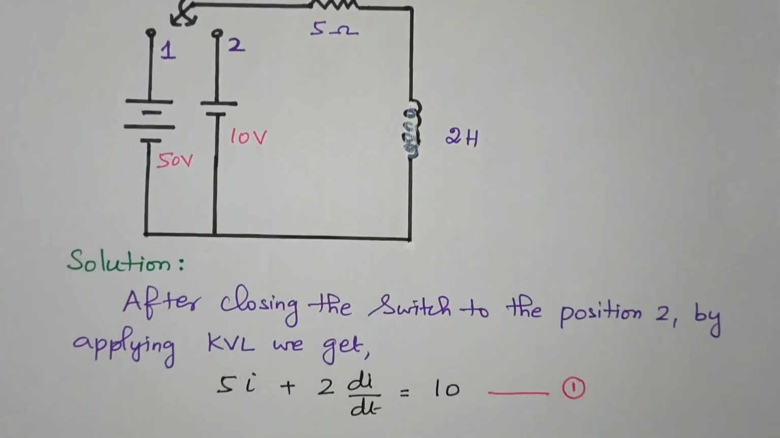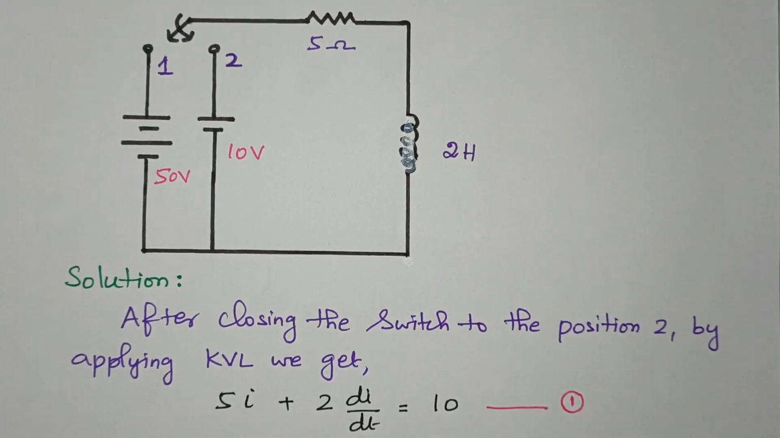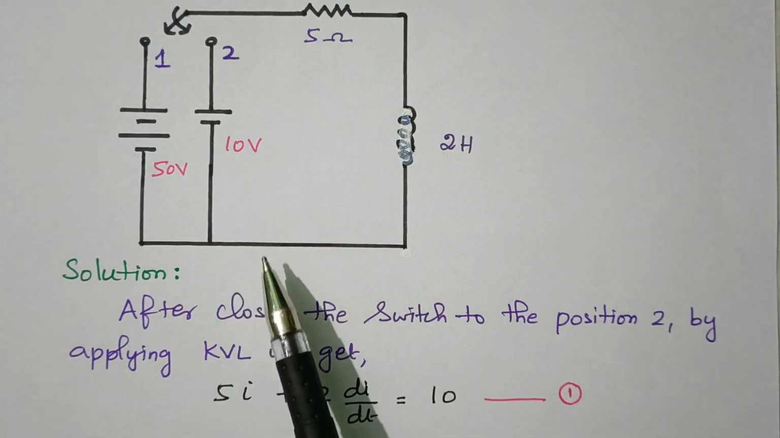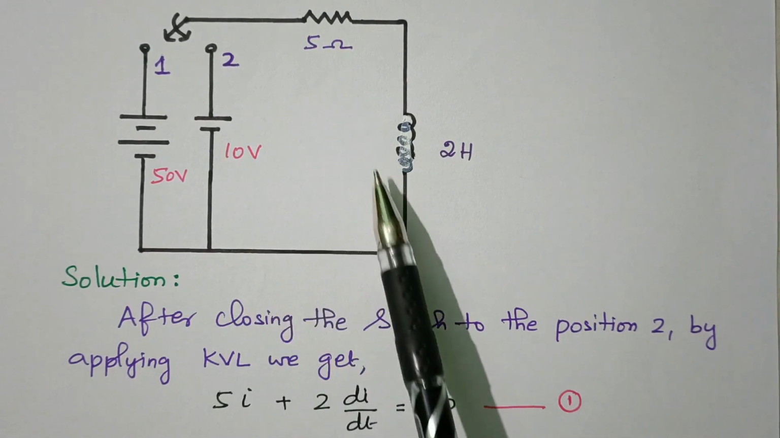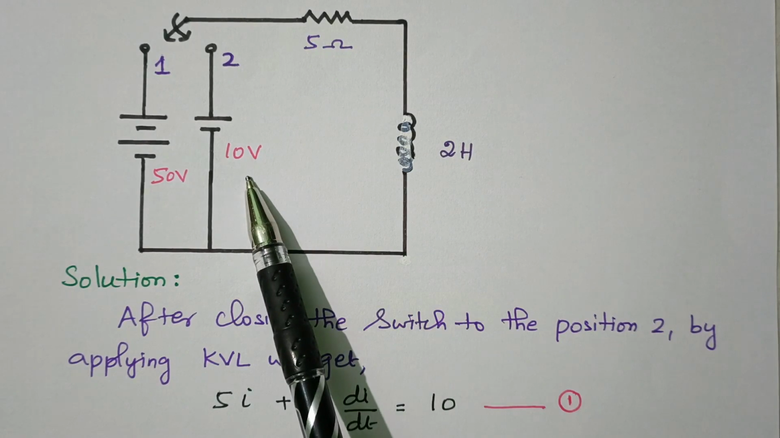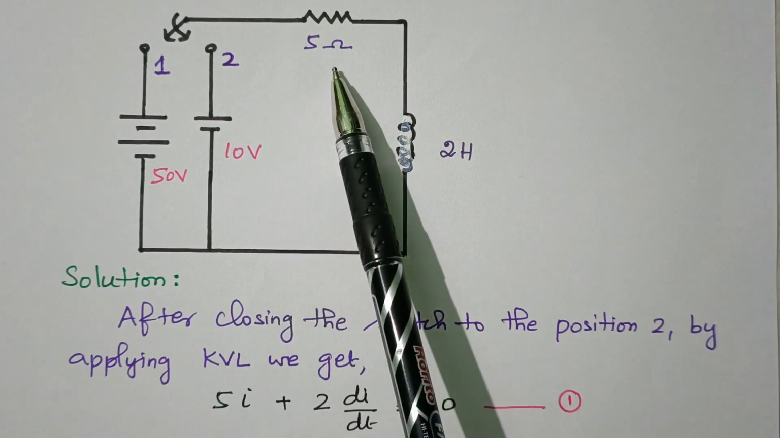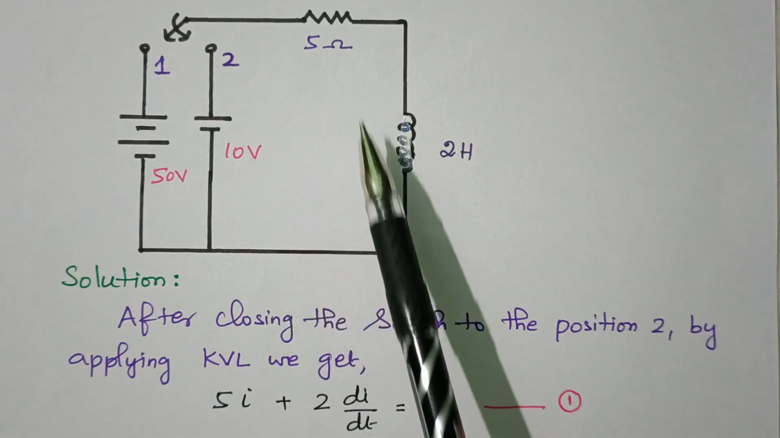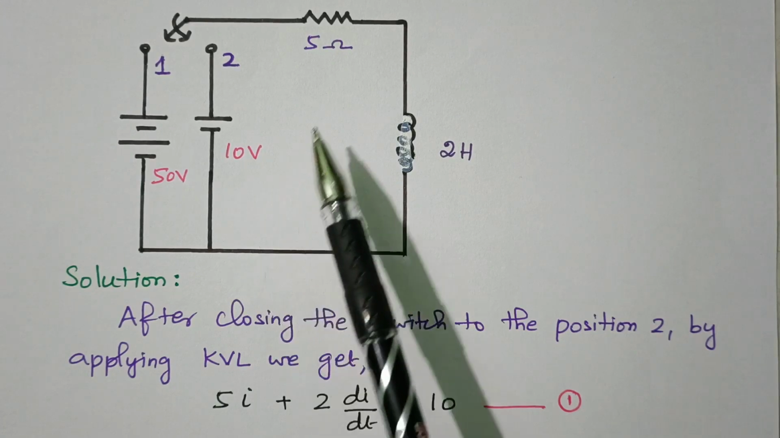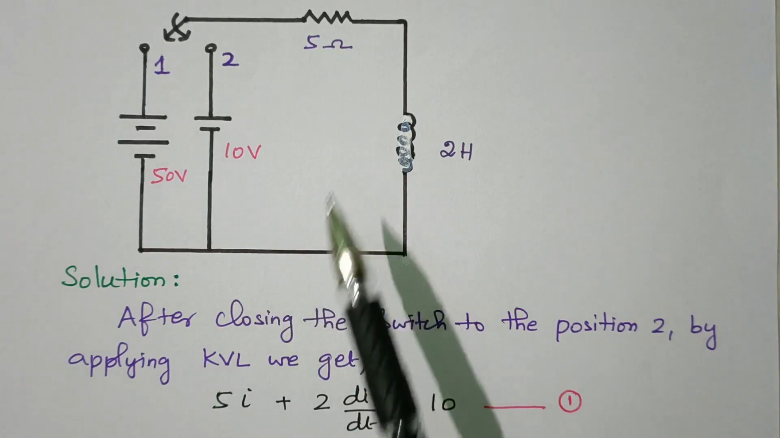Now we'll see, after closing the switch to position 2, we can apply Kirchhoff's voltage law to get the equation. We can apply Kirchhoff's voltage law, KVL, after closing position 2. So after closing position 2, what happened? This is a voltage source, 10 volt. The circuit elements are resistor and inductor. So the voltage source is equal to the voltage drop across resistor and inductor. That is Kirchhoff's voltage law. Voltage rise equal to voltage drop. Voltage rise is 10 volt. Voltage drop is the voltage drop across resistor and inductor.